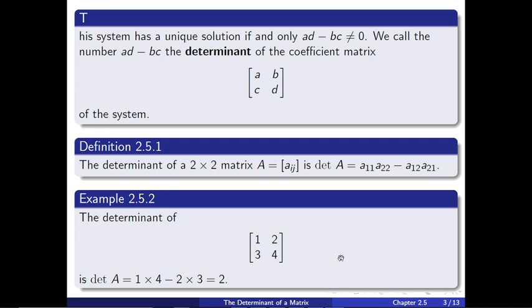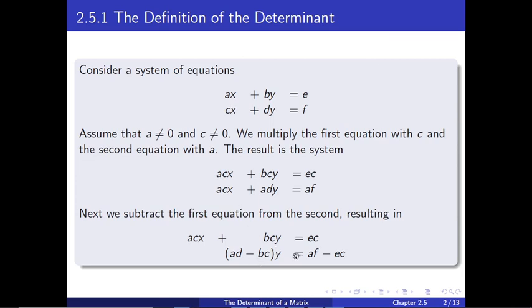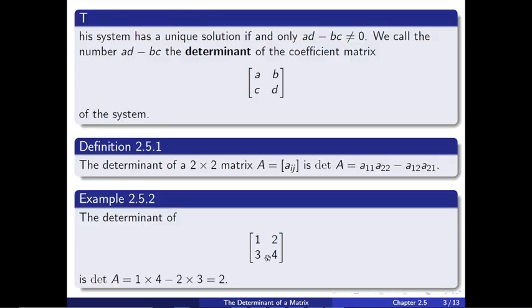So now from what we already know, this system has a unique solution if and only if ad minus bc is not equal to 0. Because if it's equal to 0, then either we have an infinite number of solutions, or no solution, depending on what the value here is. So the only way we get a unique solution is when the coefficient here is not equal to 0. Right? And that is what we call the determinant of the coefficient matrix a, b, c, d.